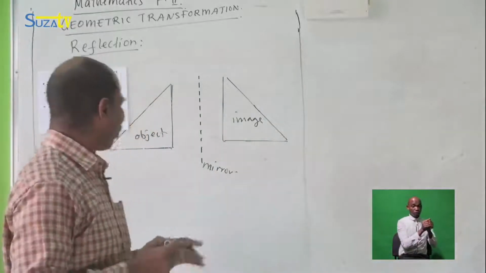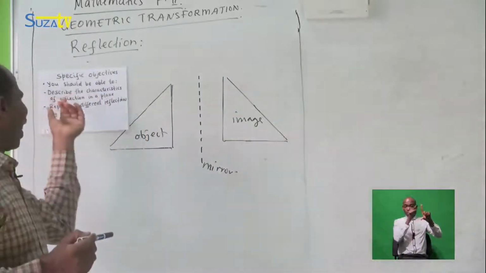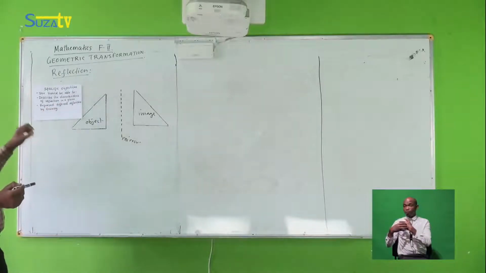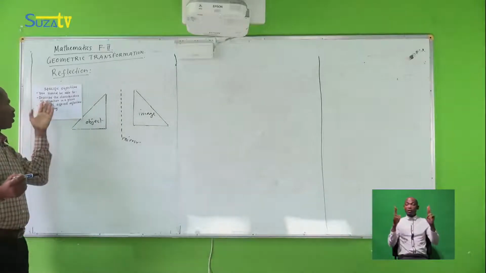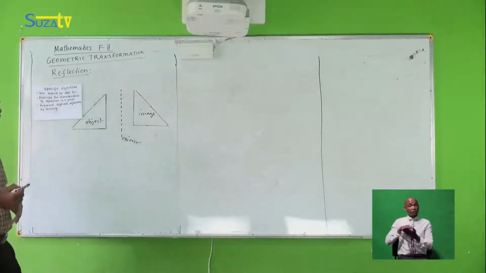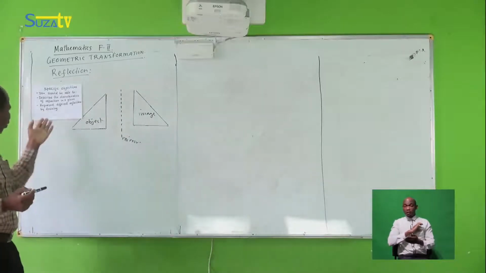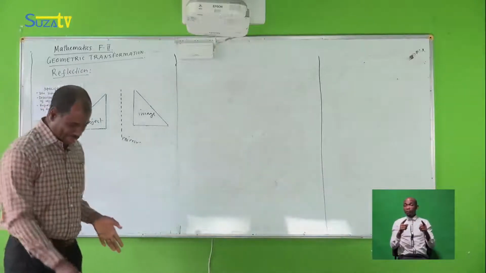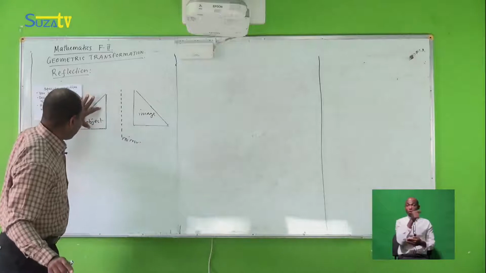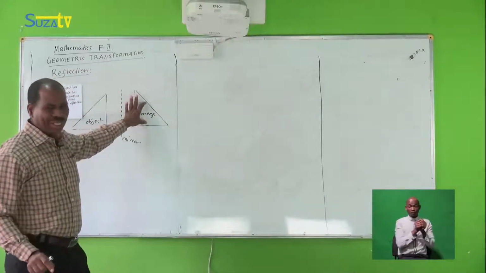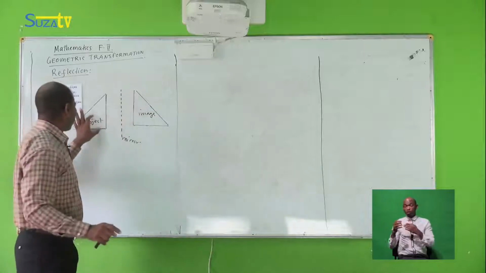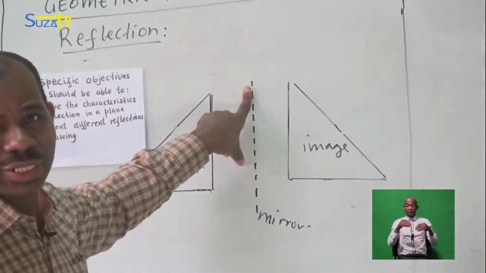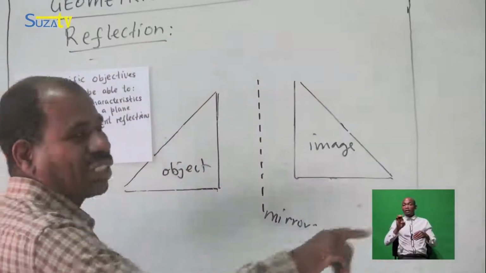Okay? So if you go back, the specific objective today is by the end of the lesson, you should be able to describe the characteristics of reflection in a plane, and also to represent different reflections by drawing. So this is an object, and this is the image. Object, image. And this is the line of reflection. So it means there's a straight shifting.